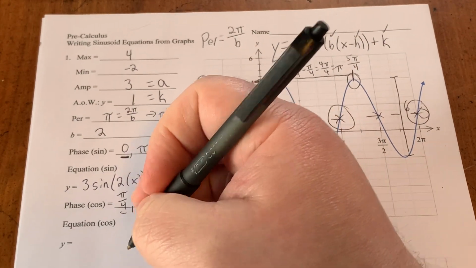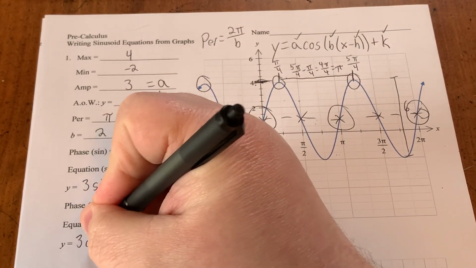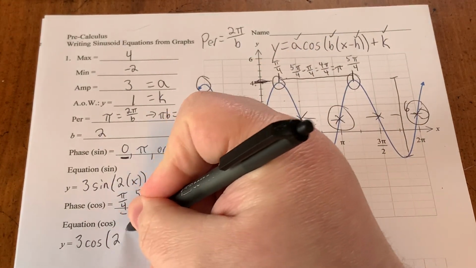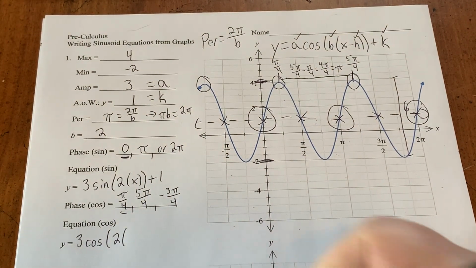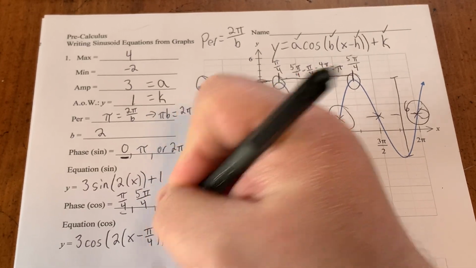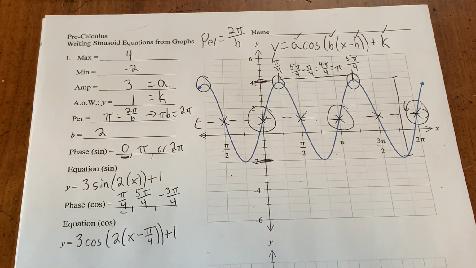So your equation of your cosine, it's y equals a, which is 3, cosine of b, which is 2, times x minus h, so x minus pi over 4, plus k, plus 1. All right. So let's try another one.